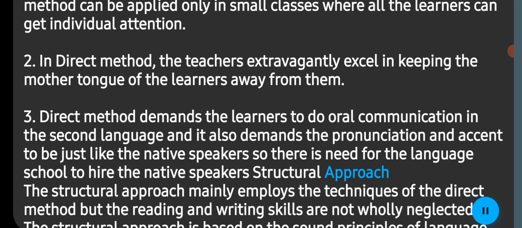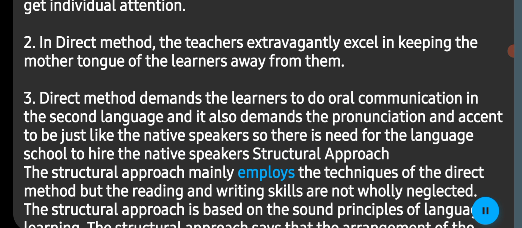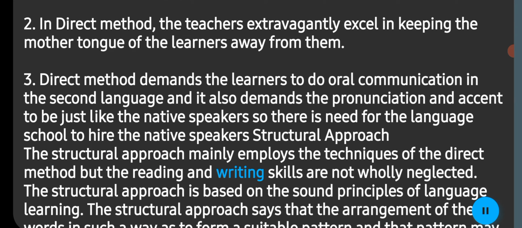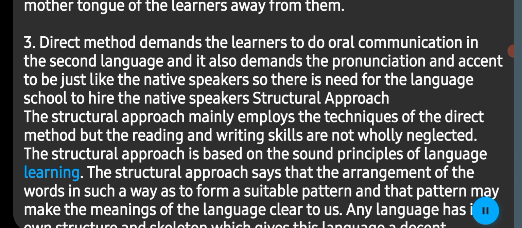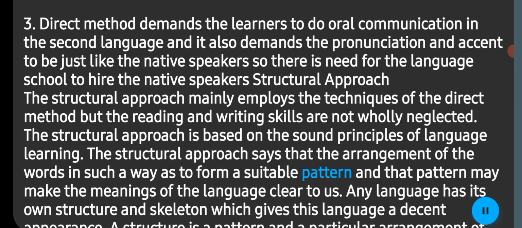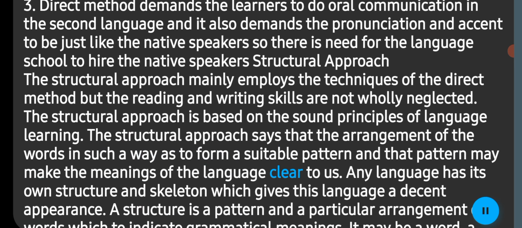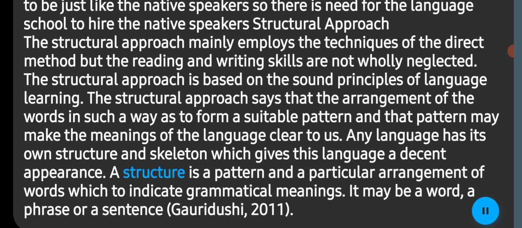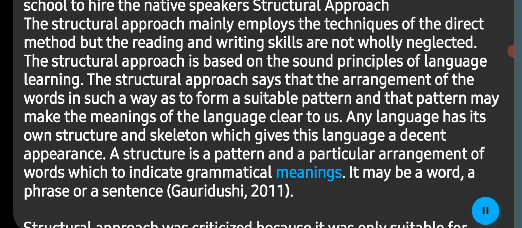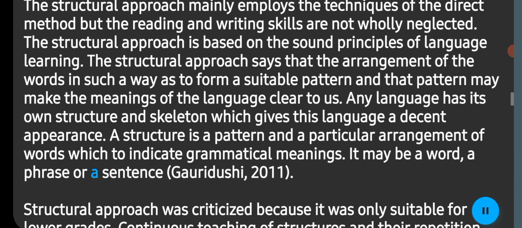Structural approach. The structural approach mainly employs the techniques of the direct method, but the reading and writing skills are not wholly neglected. The structural approach is based on the sound principles of language learning. It says that the arrangement of words in such a way as to form a suitable pattern may make the meanings of the language clear to us. Any language has its own structure and skeleton which gives it a decent appearance. A structure is a pattern and a particular arrangement of words which indicates grammatical meanings. It may be a word, a phrase, or a sentence.